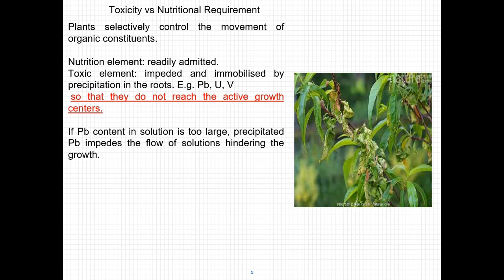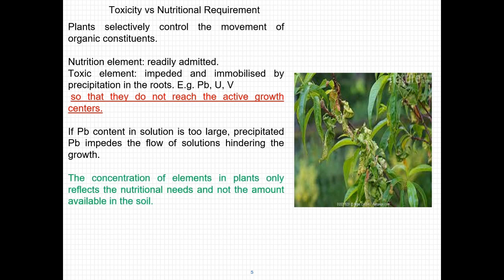But if the amount of these toxic elements in the soil is too large, what would happen? There would be enough precipitation in the roots that would hinder the uptake of elements which are more beneficial also. So overall, there would be hindering of the growth if the toxic elements are precipitated in large numbers in the roots. So the concentration of an element in a plant only reflects the nutritional need and not the amount available in the soil.